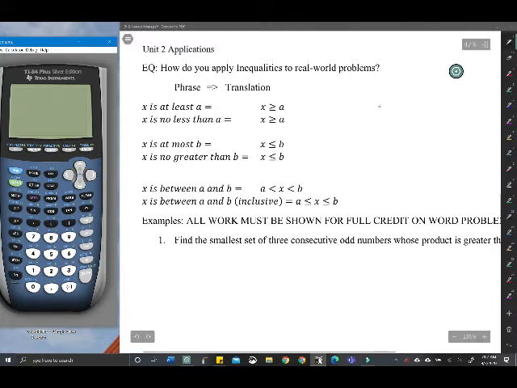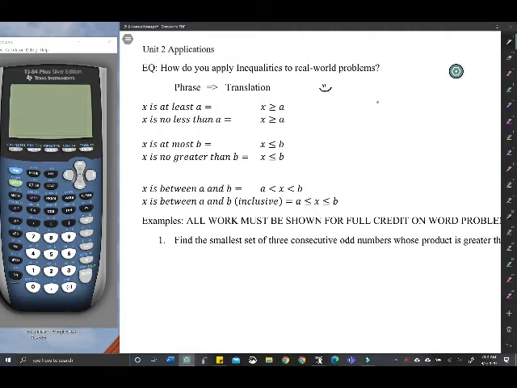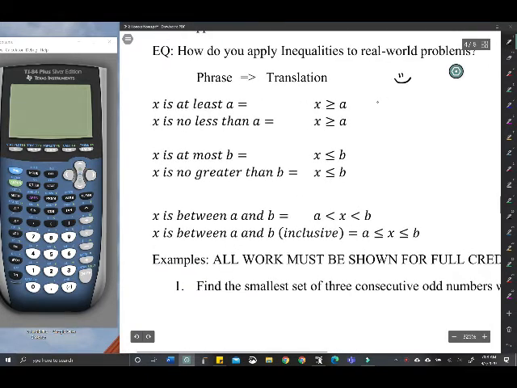How do you apply inequalities to real world problems? Today, it's going to be a tiny bit of a challenge. I'm going to challenge you guys, so mentally prepare. At the end of this, yes, it'll be something new, but I promise you'll get through it as long as you just try, do your best, and learn from your mistakes, okay?